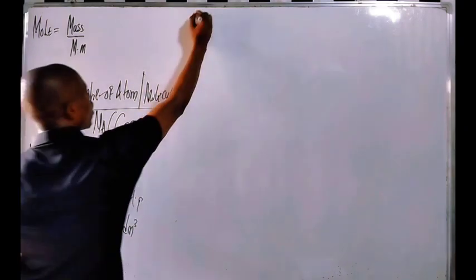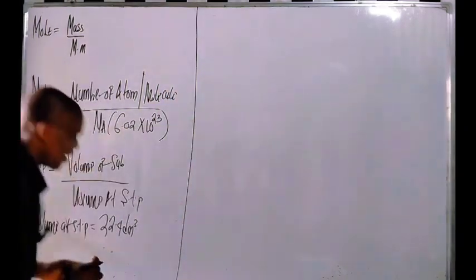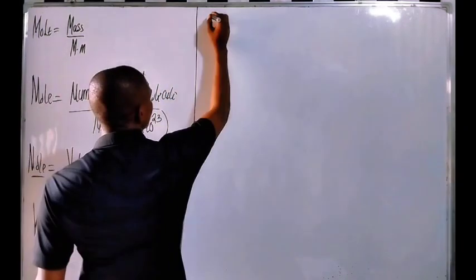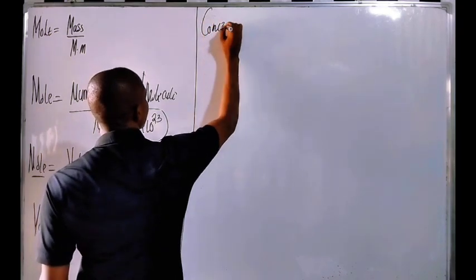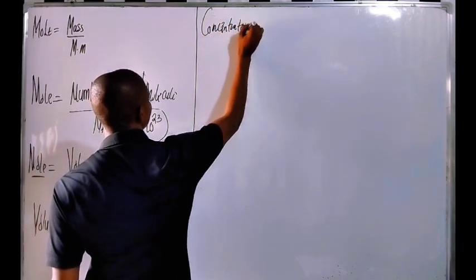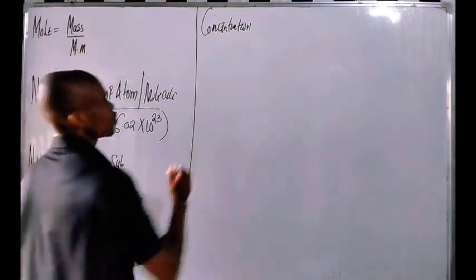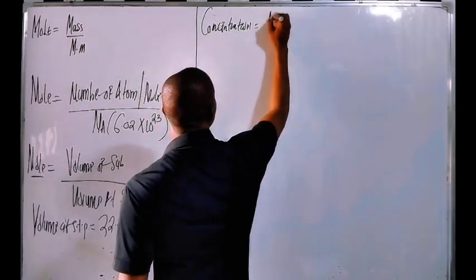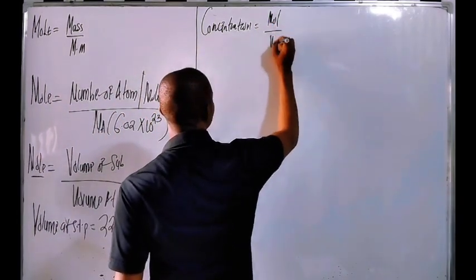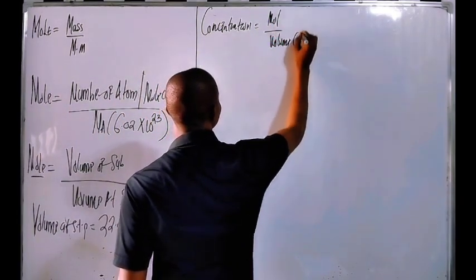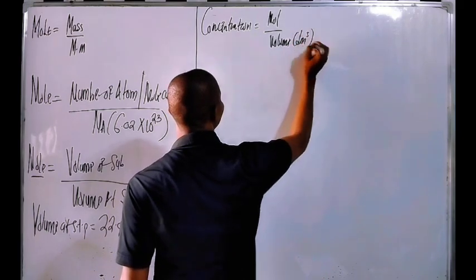Now the next one we are going to look at is concentration. That is where you are solving for concentration. Concentration equals mole over volume, and the volume must be in dm³ or liters.